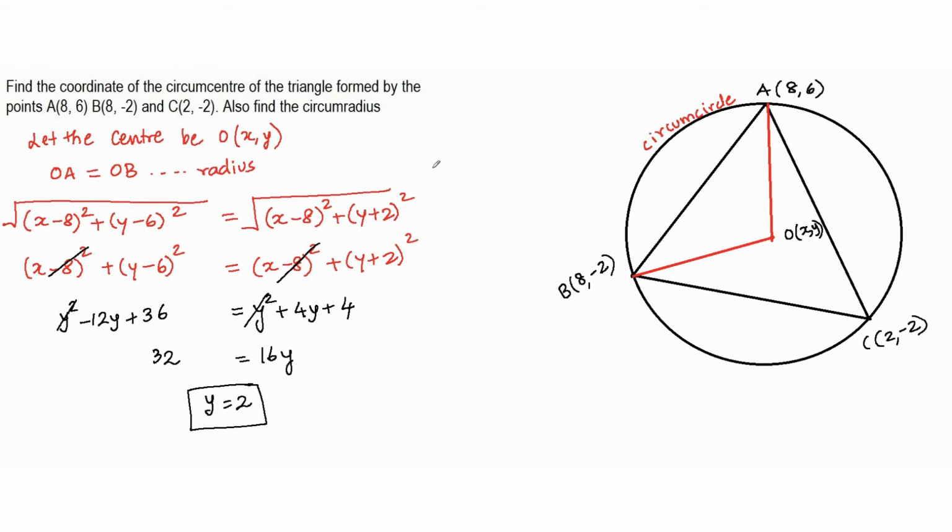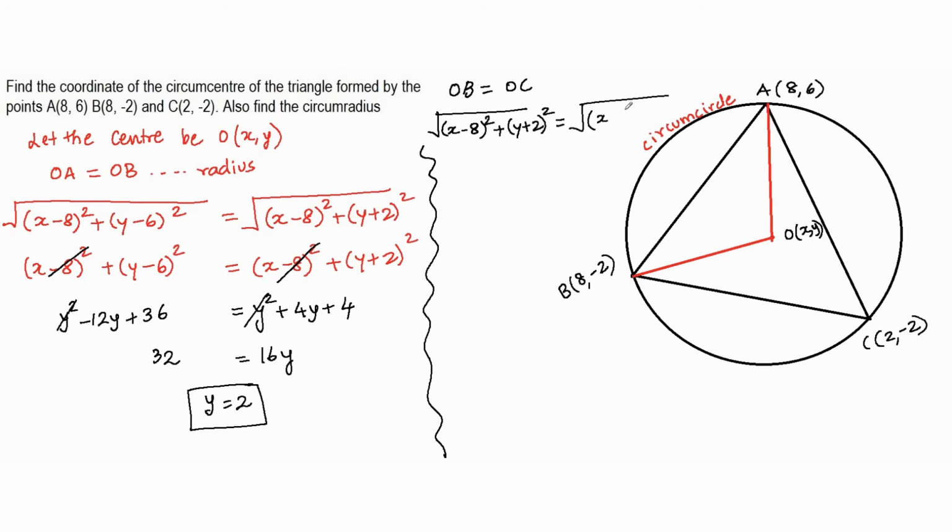Similarly, I can now find the value of x by taking the second condition. So I have OB equals OC. OB is going to be under root of (x minus 8) the whole square plus (y plus 2) the whole square, which is equal to OC, which is under root of (x minus 2) the whole square plus (y plus 2) the whole square. Squaring both sides we get (x minus 8) the whole square plus (y plus 2) the whole square is equal to (x minus 2) the whole square plus (y plus 2) the whole square.